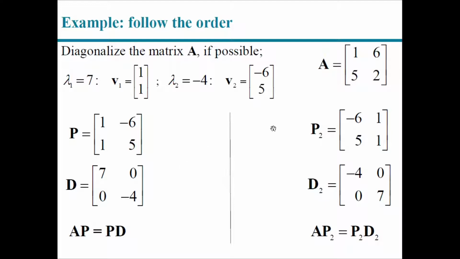So now what happens if somebody decides, well, I would like to put -6 and 5 in the first column and 1, 1 in the second? No problem. You just make sure that you do the same thing in the diagonal matrix. The eigenvalue corresponding to eigenvector -6, 5 is -4. So put that one in the first column of D. And for eigenvector 1, 1, its corresponding eigenvalue is 7. Put it in the second column of D. That's all. That's fine. Your choice. Just follow the order. Be consistent.